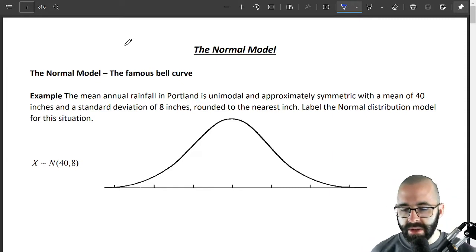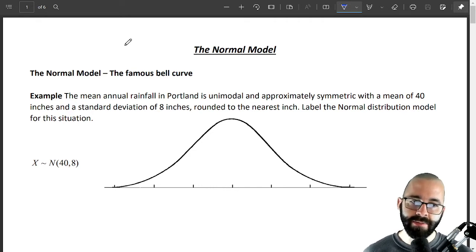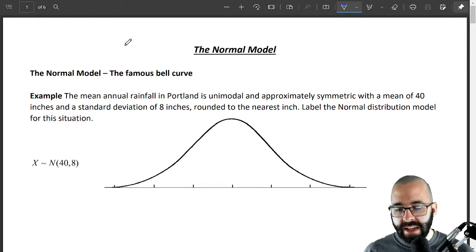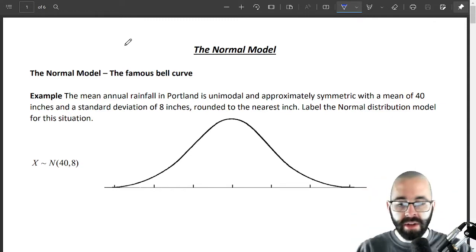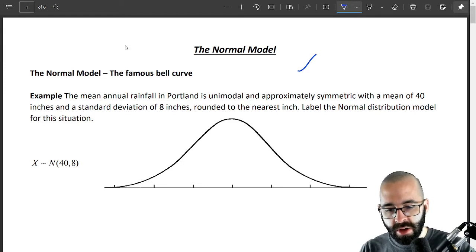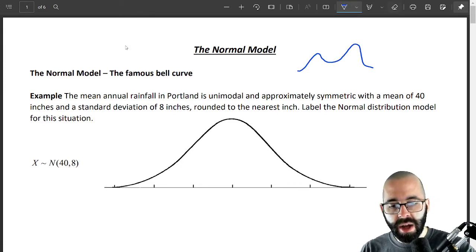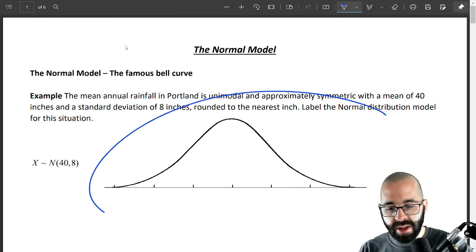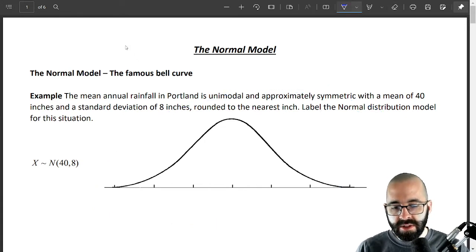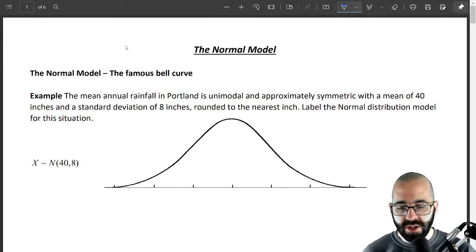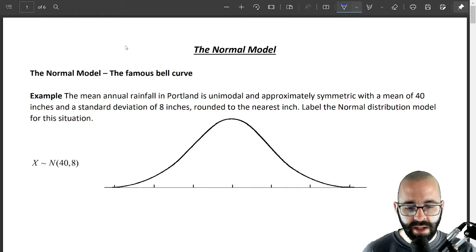We're looking at the annual rainfall in Portland, which is less than Olympia, Washington. But anyway, the annual rainfall in Portland is unimodal. Unimodal means there's one mode, there's one big hump. Remember, bimodal was something like this would be an example of something that's bimodal. But here we have something that's unimodal. There's one really significant hump or peak. It's unimodal and approximately symmetric with a mean of 40 inches and a standard deviation of 8 inches, rounded to the nearest inch. So label the normal distribution model for this situation.